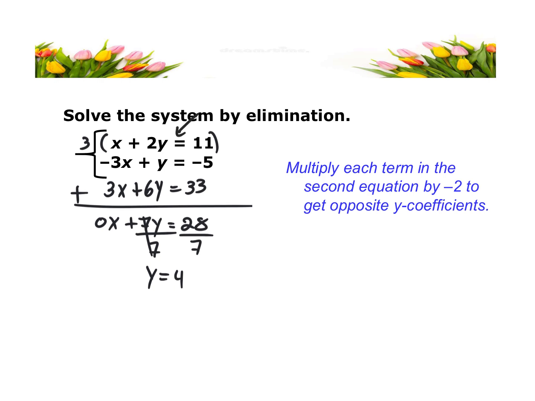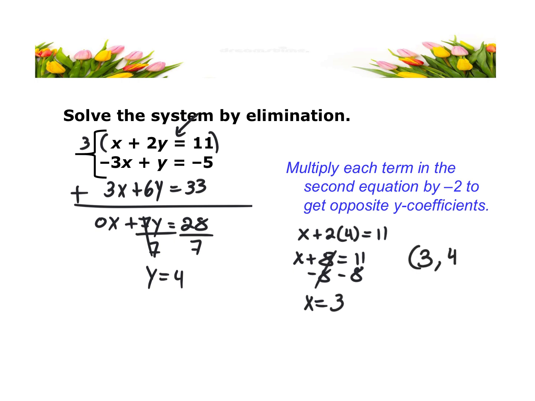I'm going to plug it into the first one. I'm going to get x plus 2 times 4 is equal to 11. So I get x plus 8 is equal to 11. I'll subtract 8 on both sides and get x is equal to 3. So I get an ordered pair of 3, 4.